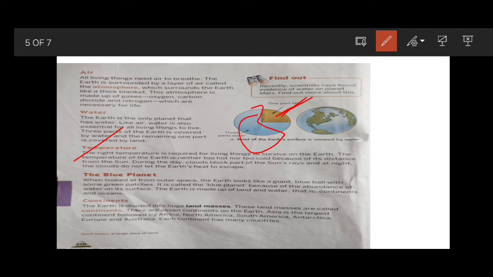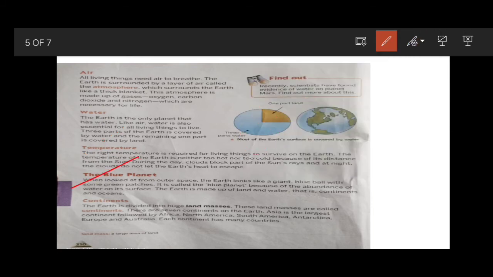So, Earth is the only planet where we get the right temperature, which is required for all living things. How is the temperature of the Earth? The temperature of the Earth is neither too hot nor too cold. Why? Because of its distance from the sun. Means during the day the clouds block the sun's rays, and at night the clouds do not let the heat escape from the Earth.